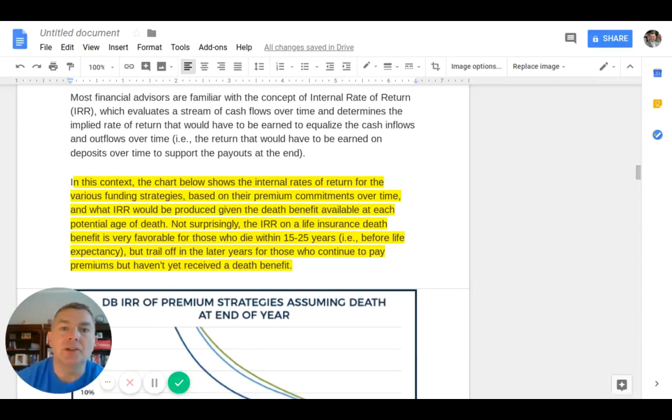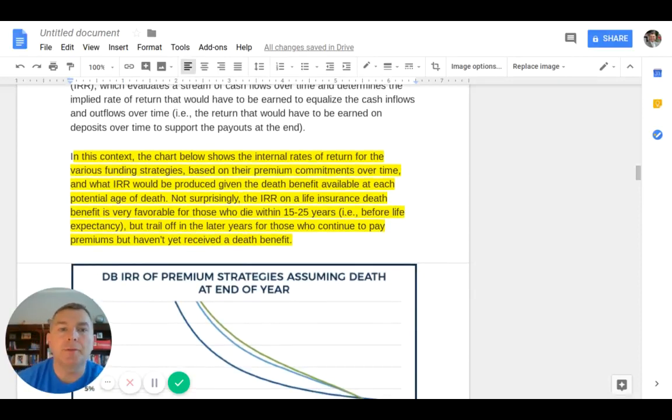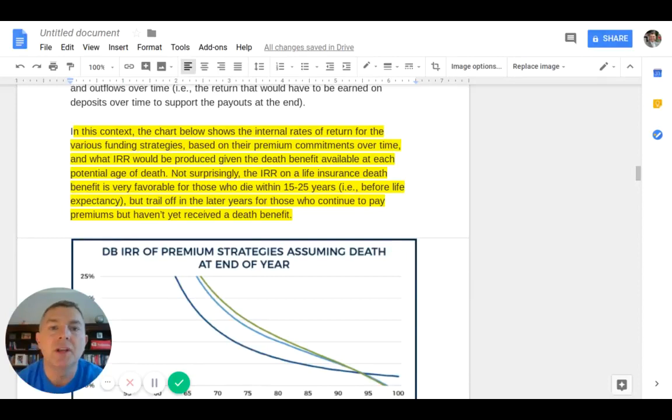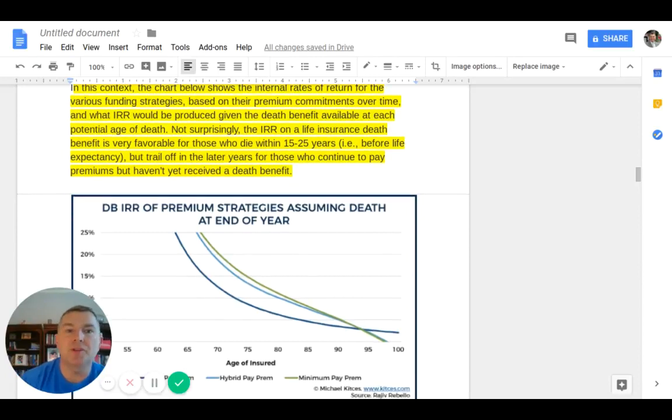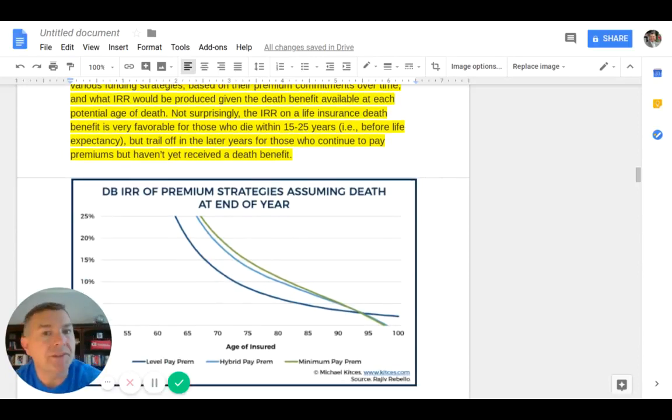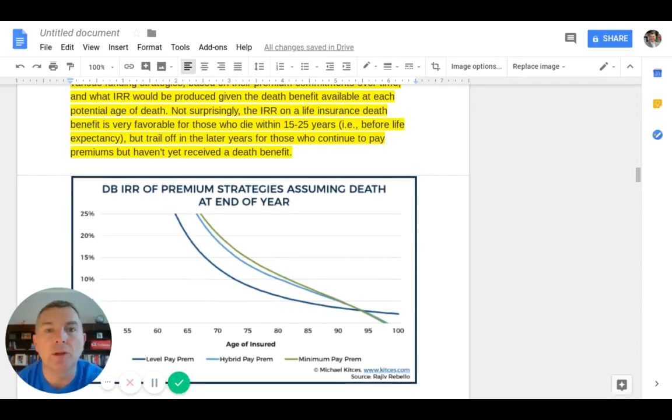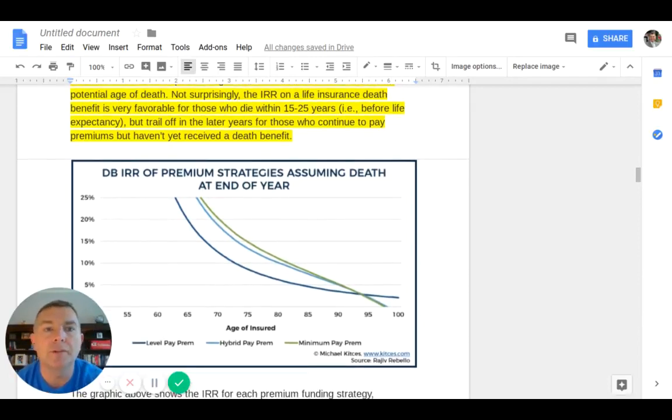In this context, a chart below shows the internal rates of return for various funding strategies based on the premium commitments over time and what IRR would be produced given the death benefit available at each potential age of death. Not surprisingly, the IRR on a life insurance death benefit is very favorable to those who die within 15 to 20 years, but trails off in later years because you keep paying premiums.